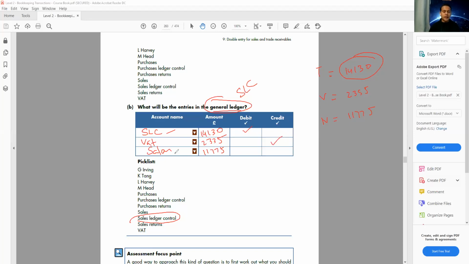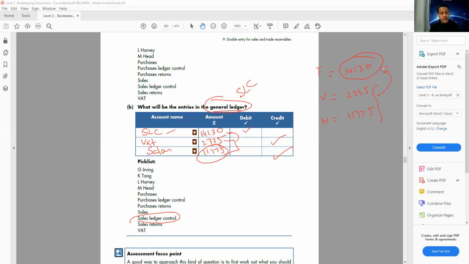And the final one is the sales. Sales is income. This is my money actually. That's my net sale. What will that be, debit or credit? That will also be credit. Very well done. Because debit and credit always have to be equal. So if I add this to credit, it will be exactly equal to the debit, which is 14,130.